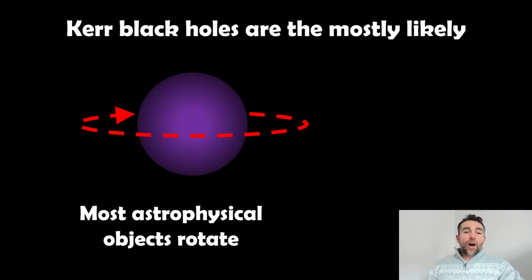But the most likely black holes that we probably have in the universe are going to be Kerr black holes. And the reason for that is most astrophysical objects rotate. So as a star, for example, collapses to form a black hole, or even if they form in the early universe from a density fluctuation, there will be some net rotation there. So as it collapses, it will likely spin. So we expect Kerr black holes to be the most likely in the universe.